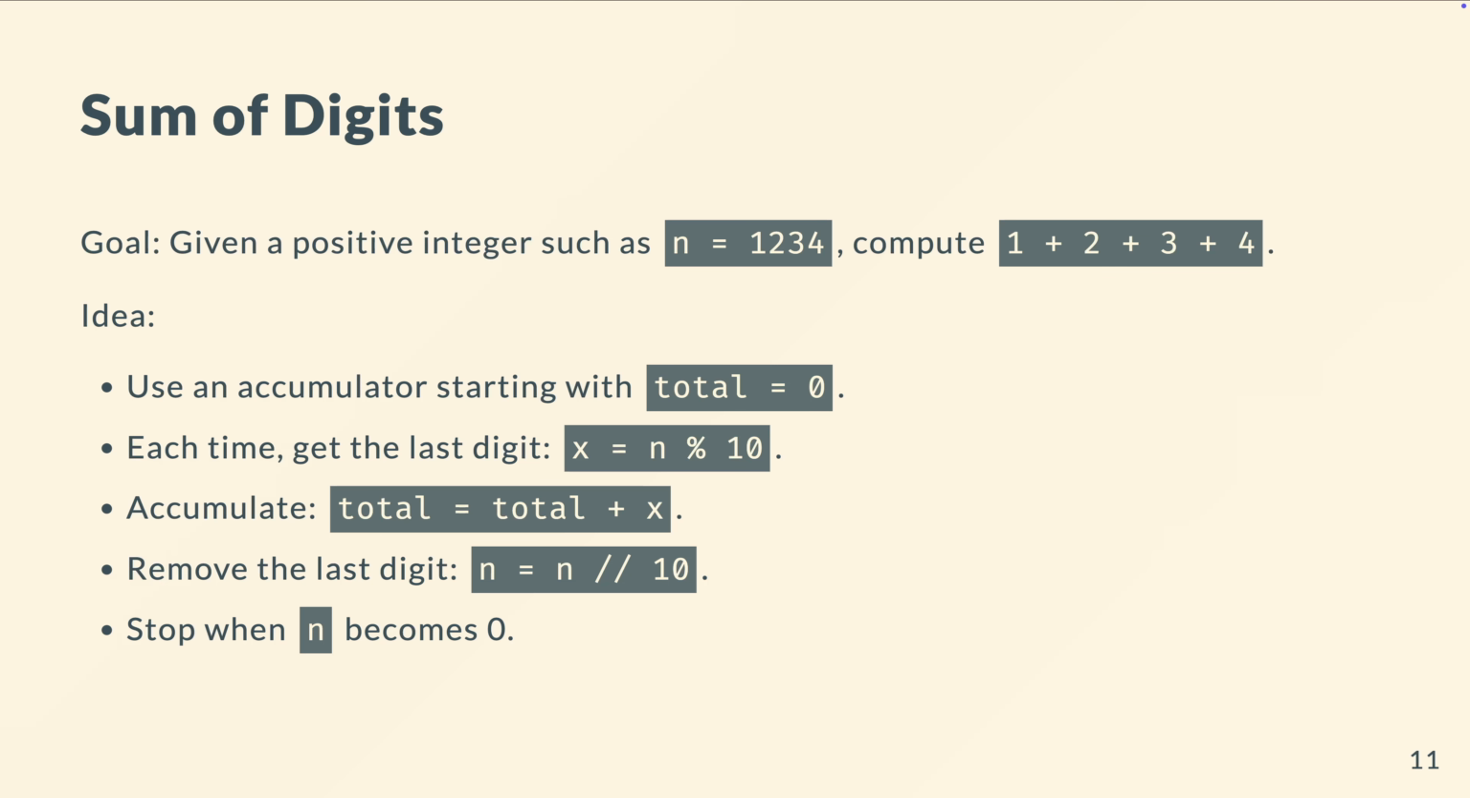Each time, get the last digit in the same way as before. Let x be n modulo 10. Then accumulate x into total. So total will be the sum of digits. Remove the last digit using integer division by 10. Also the same as before. Stop when n becomes 0.